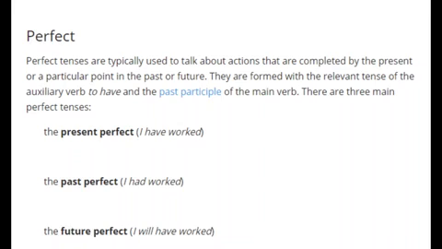They are formed with the relevant tenses of the auxiliary verb. Auxiliary verb means helping verbs. To have and the past participle of the main verb. There are three main perfect tenses.